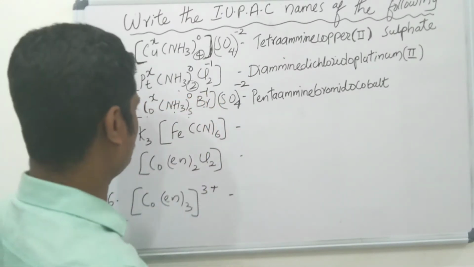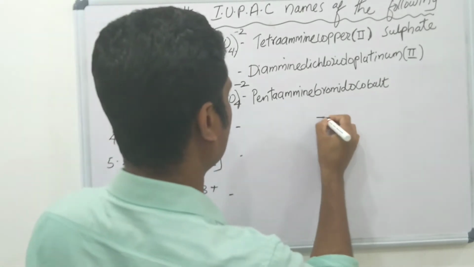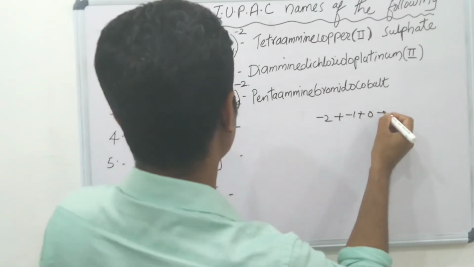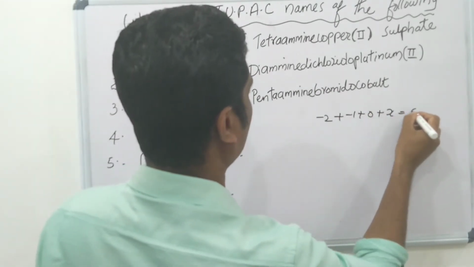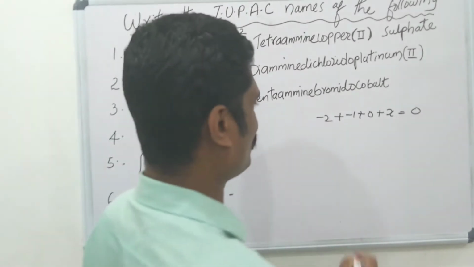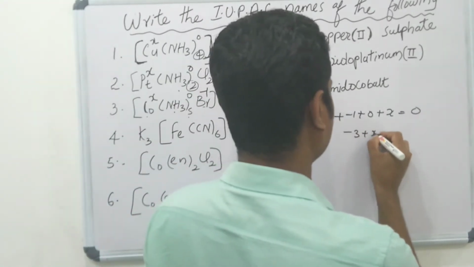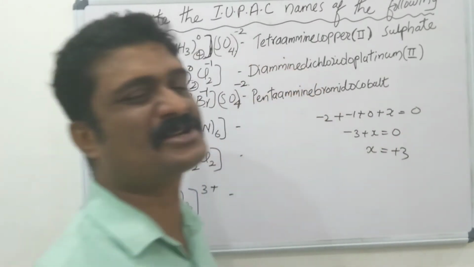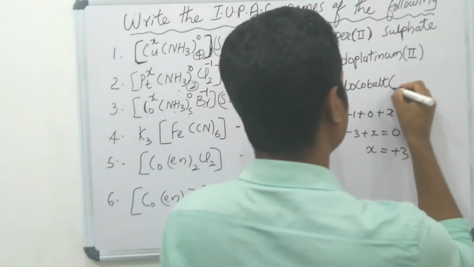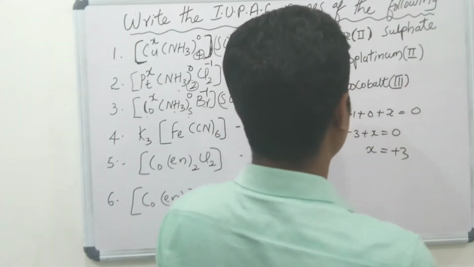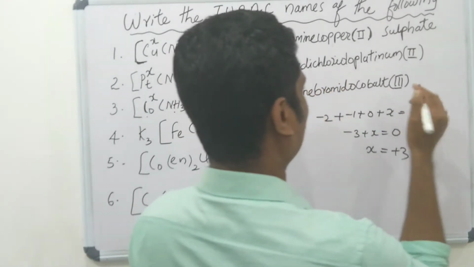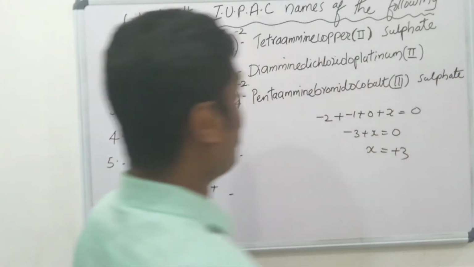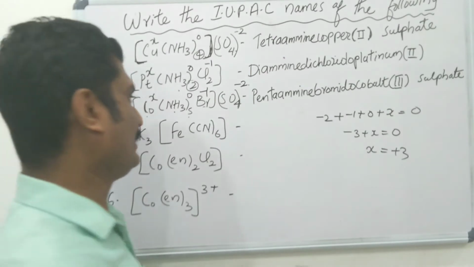The oxidation number of cobalt is taken as X. Then -2 plus -1 plus 0 plus X equal to 0. The total charge is 0, that is -3 plus X equal to 0. X equal to +3. +3 is the oxidation state of cobalt. Cobalt(III). Then a gap, then sulfate. Pentaamminebromidocobalt(III) sulfate.